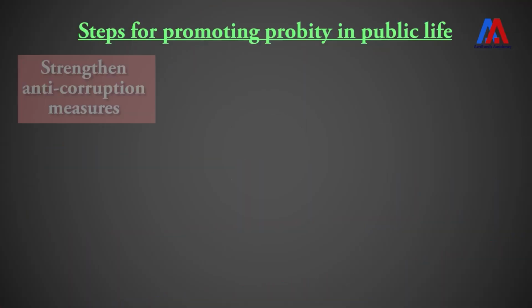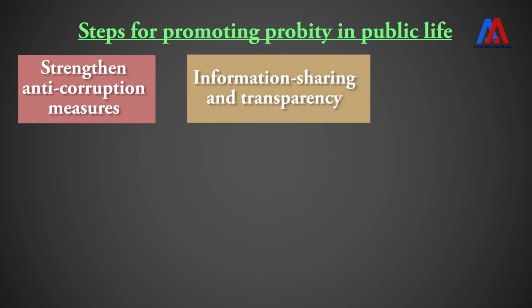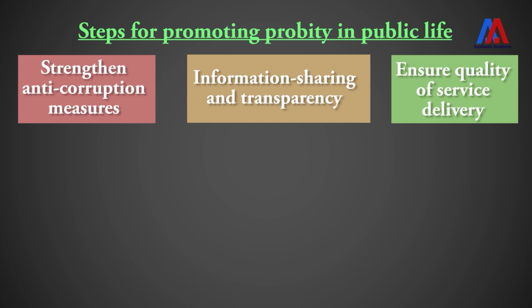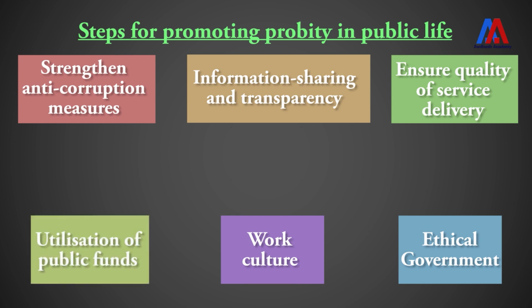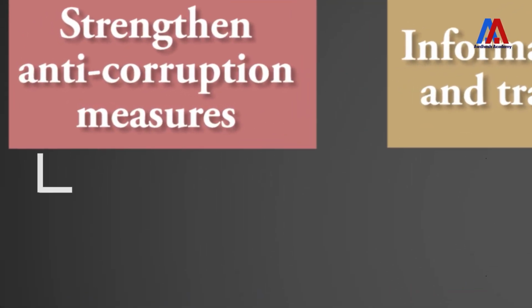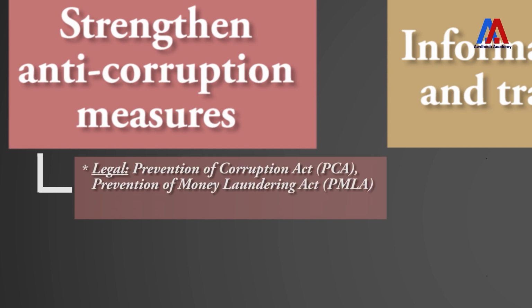So if you want to promote the probity in public life, we have to strengthen the anti-corruption measures. Then information sharing and transparency has to be increased. Then ensure the quality of service delivery, ethical government, work culture, and utilization of public funds. The anti-corruption measures can be further divided into legal measures, that means making laws, for example, Prevention of Corruption Act, PCA, or Prevention of Money Laundering Act, or PMLA, and many other laws like that.